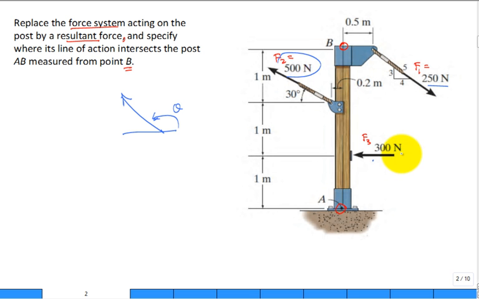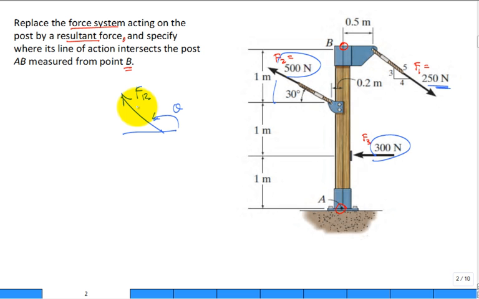And because it's 300 newtons in the negative x, the component of that 500 newtons in the negative x probably overwhelms the 250 in the positive x. So it's probably in the positive y and negative x. That's why this theta is going to be greater than 90 degrees. That's going to be the force resultant.